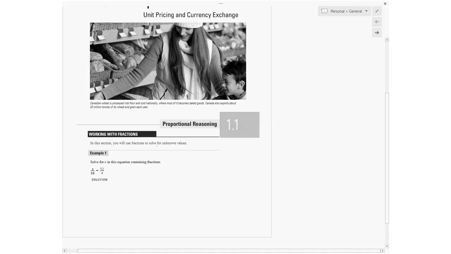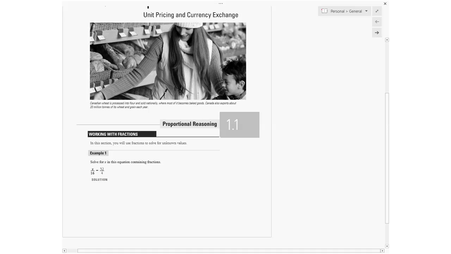Okay, so we're going to look at this first example here, example 1, and we're supposed to solve for x. Proportions is what we're going to be doing for the most part, pretty much this whole course. So it's really important to know how to solve this. We say x divided by 16, or x over 16, means the same thing, is equal to 52 over 4, or 52 divided by 4.